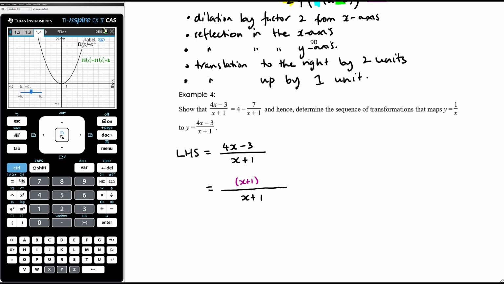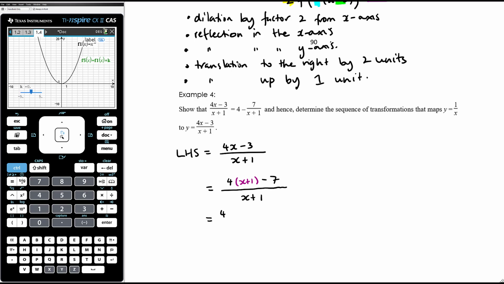So I start by writing x plus 1 in the numerator. That's what I want, and so I put it up there. And then I work around it to adjust. So there'll have to be a 4 out the front here so that I get 4x. But if I put a 4 out the front there, when I expand out that bracket, I then have 4x plus 4, and I want minus 3, not plus 4, so I'm going to have to take away 7.